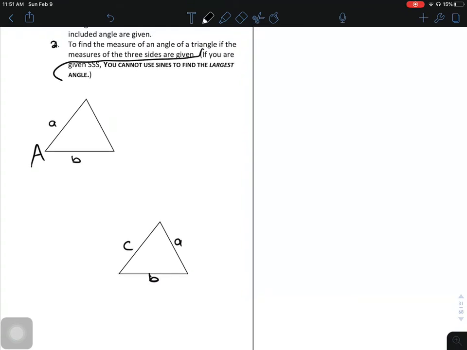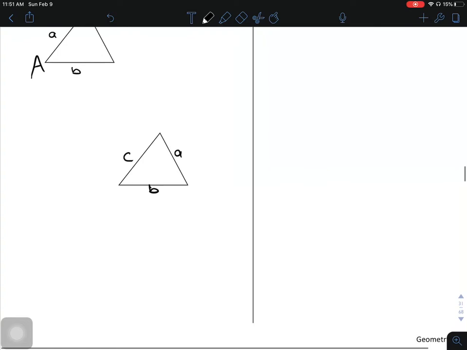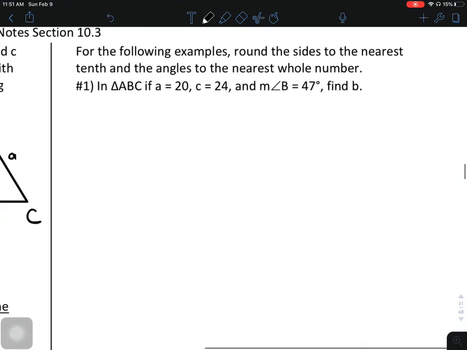Now this last thing is important. If you're given 3 sides, you can't use sines to find the largest angle. Here's why you can't use law of sines to find the biggest angle. If the biggest angle is, let's say, 150 degrees, and you use your calculator and you do sine inverse, it's going to give you an angle of 30 degrees. Your calculator will never give you an obtuse angle when you're using sine. It just won't. Long story short, if you're given 3 sides of a triangle, find the biggest angle first using law of cosines. That's the bottom line. Let's check out an example.